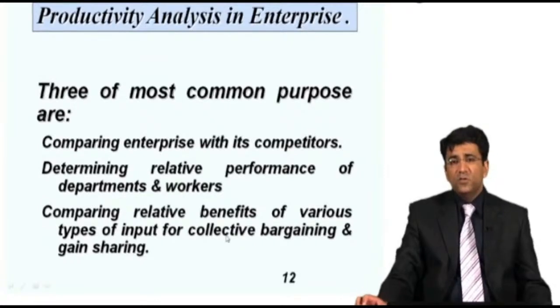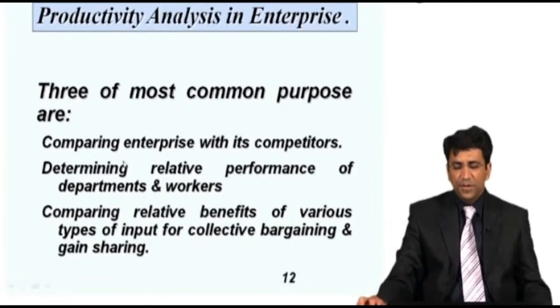Then it determines the relative performance of the departments and the workers. Similarly, if we are able to measure the productivity for our different departments, we can have a sort of competition among the different departments, so that their performance may be improved in future. Then we can compare the relative benefits of various types of inputs for collective bargaining and gain sharing. Again, that is related to the efficient utilization of resources. If you are able to compare the relative benefits of various types of input, we can negotiate with our laborers, as well as negotiate the different compensation levels for our workers.